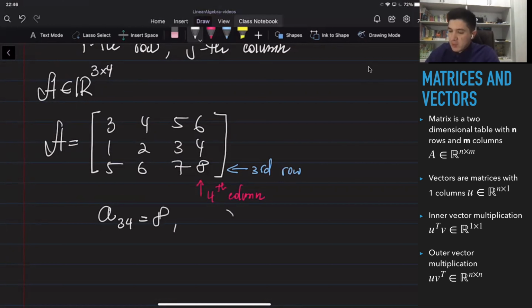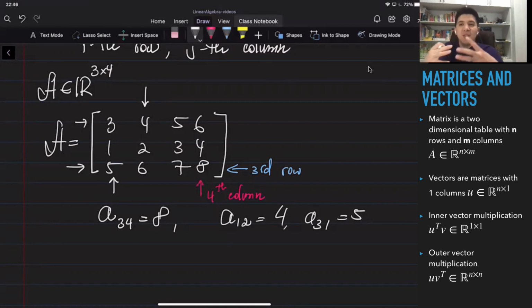If I ask what A1,2 is, you're going to say that this is 4, the first row and the second column. Or A3,1 is going to be 5, which is the third row and the first column, and so on. So this is how we need to orient inside matrices. A matrix has a dimension: the number of rows and the number of columns.